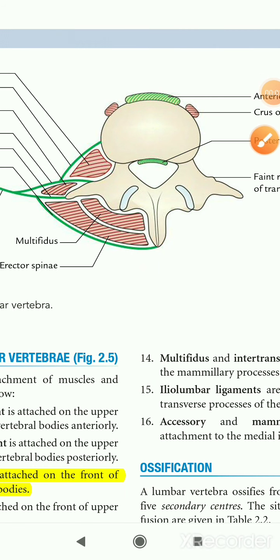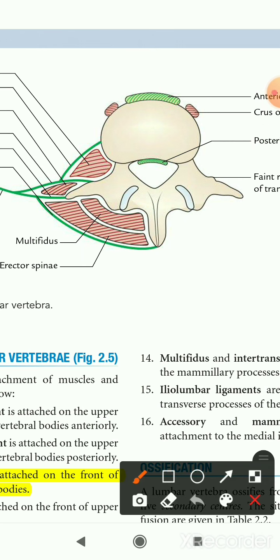Now we will learn the attachments of the lumbar vertebra. So at first come to the anterior aspect. Anteriorly there is attachment of the anterior longitudinal ligament, which is attached to the upper and lower border of the lumbar vertebra anteriorly. So anteriorly, in the upper border and lower border of the body, there is attachment of the anterior longitudinal ligament. And posteriorly on the body, there will be attachment of the posterior longitudinal ligament.